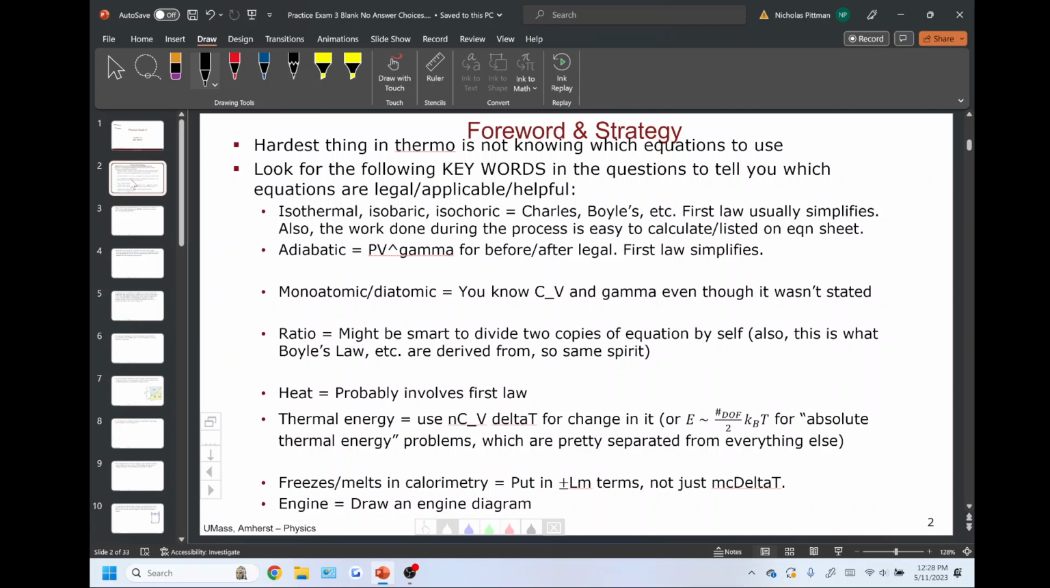If it's isobaric, it's just minus P delta V because P is a constant. And if it's isothermal, you have to do the integral of the 1 over V dV thing, and you get that equation with the log of V final over V initial.